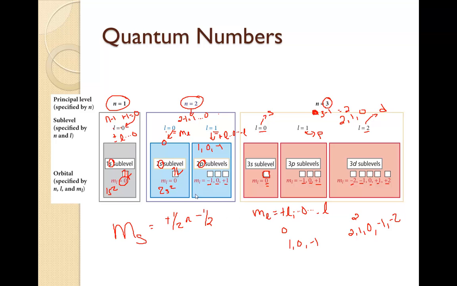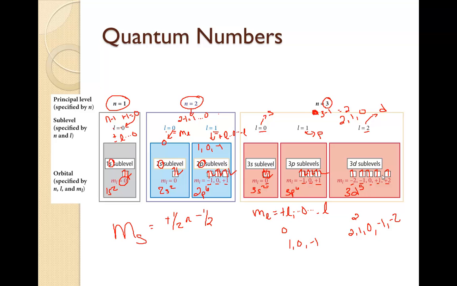2p6, 1, 2, 3, then you go back and pair them up. 3s2, opposite directions. 3p6, 1, 2, 3, go back and pair it up. Let's say we have 3d5 here. We're going to actually put them all in one box, and then we're going to leave it as that.